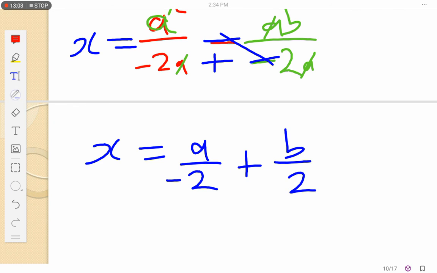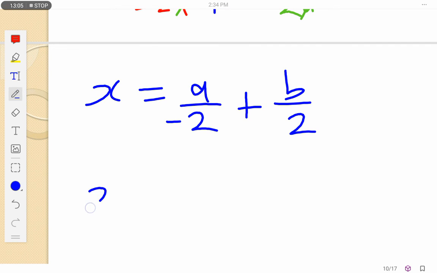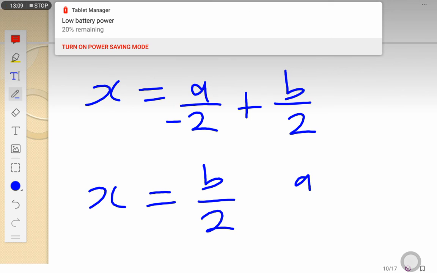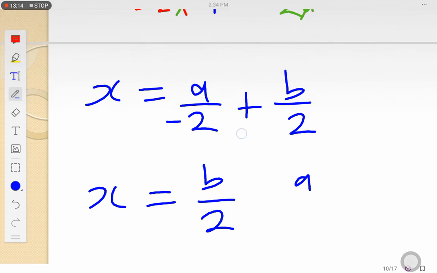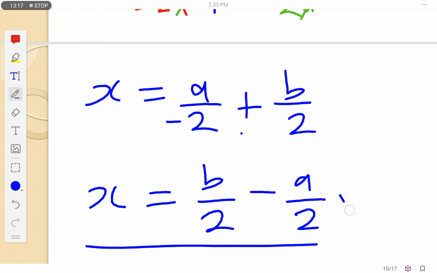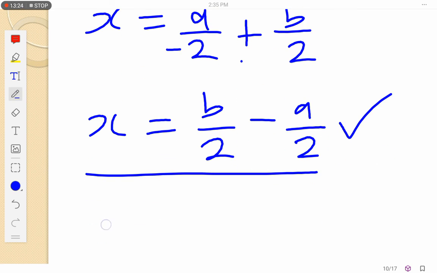And if you want to make it positive, it becomes x is equal to b over 2 minus a over 2. This becomes the final answer there. This makes sense actually. Even if you want to say x is equal to b minus a over 2, it is fine.